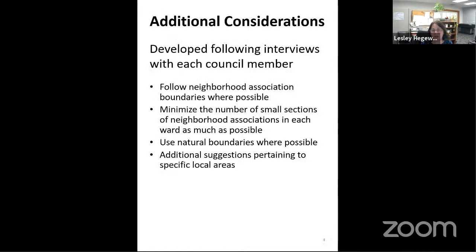We also considered some additional things, and these things were identified following interviews that I did with each council member just to get their thoughts and ideas, priorities. And those include things like following neighborhood association boundaries where possible, minimizing the number of small sections of neighborhood associations in the wards, just because the council members try to get to all of those meetings and it can be hard for them to manage so many meetings. Using natural boundaries that make sense on the ground. And there were some suggestions that pertain to specific local areas that they suggested.